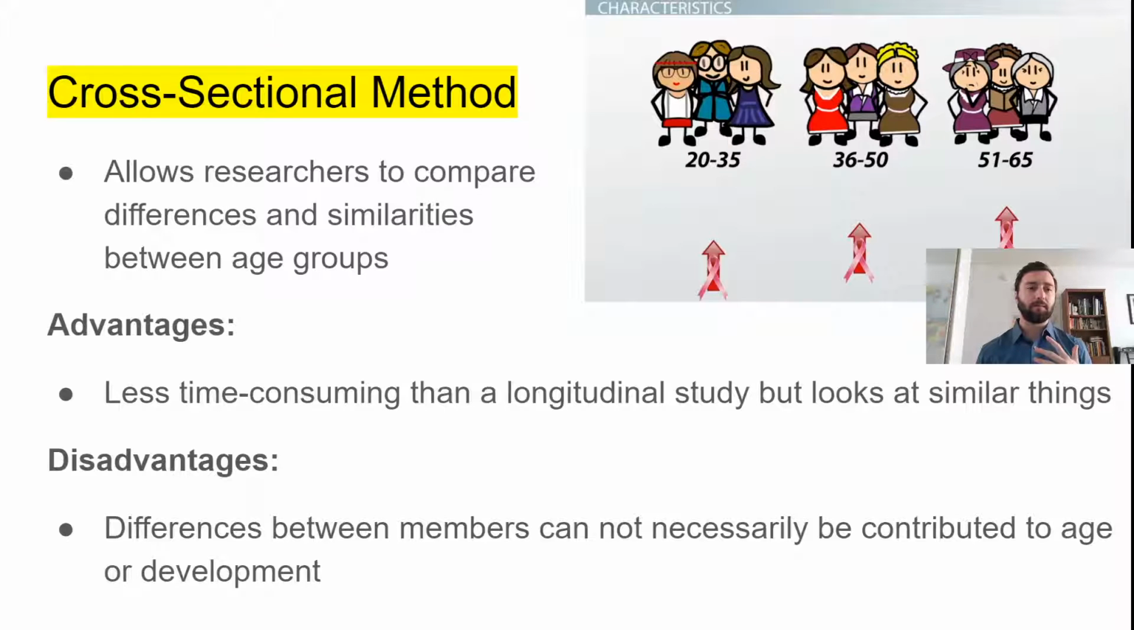Now, the biggest advantage is that it's way less time consuming than a longitudinal study, but it's still going to get to look at the same thing. So we don't have to wait 20 years for these kids to grow up. We can do it all in a year or two, because we're looking at different groups. So it's going to work a lot simpler. It's going to be a lot cheaper generally. It's going to be a lot quicker.